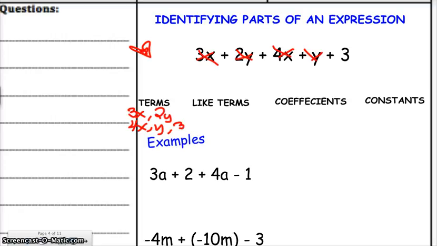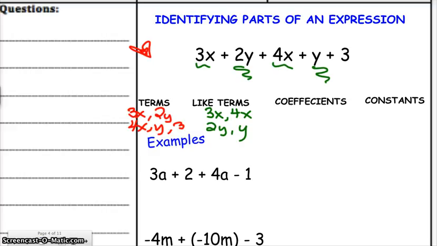Now, like terms. What are alike? Ethan? 3x and 4x. So I will just say 3x, comma 4x. They're like terms. Do I have other like terms? Jada? 2y and y. They are alike. And then we don't have anything else.